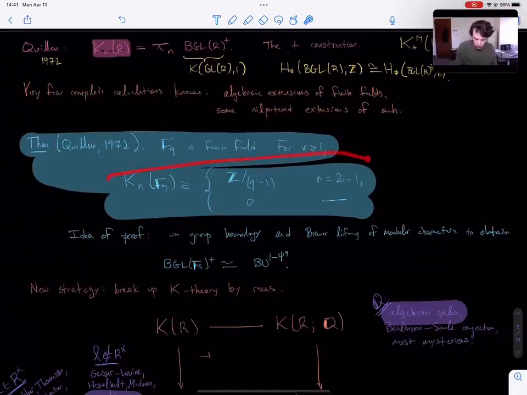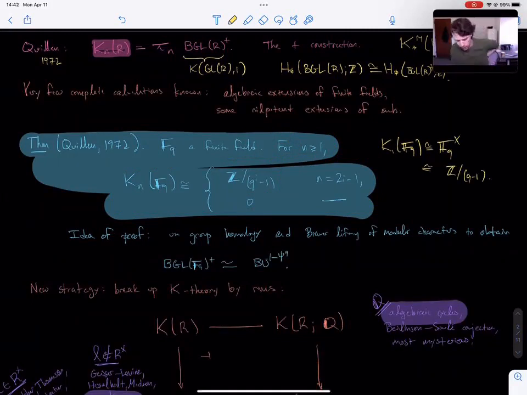And so they're given by this formula. Again, I'm skipping n equals 0 because we know that's isomorphic to the integers. The higher K groups are 0 in even degrees. And in odd degrees, there are these funny numbers, Z mod q to the i minus 1. How might you remember this? Well, note that K1 of F_q is isomorphic to the units in F_q, and you know that that is isomorphic to Z mod q minus 1. Okay, so that's the i equals 1 case of this result.